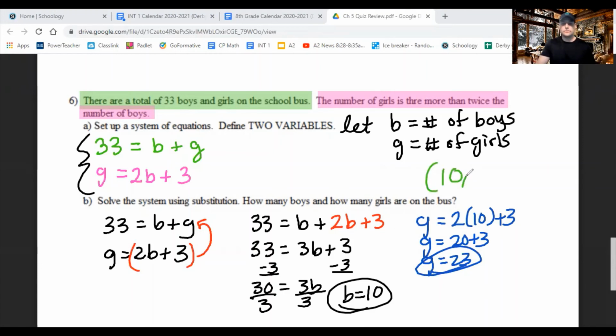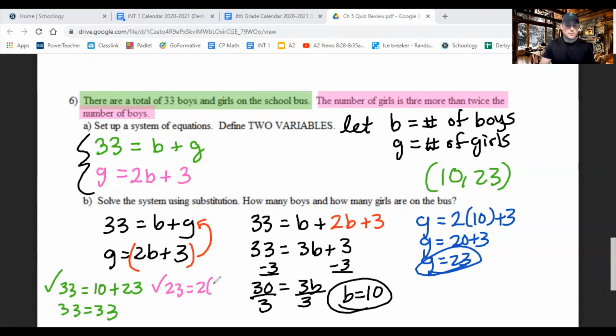10, 23, but in reality, we don't know which one represents x or y, so that's okay, because we're going to write our answer in a sentence as soon as we check our solution and verify it's correct. So let's do the check down here. Is 33 equal to the number of boys, which is 10, plus the number of girls, which is 23? Yes. So it checked in the first one. The second one, are the number of girls, which is 23, equal to 2 times the number of boys plus 3? 23 equal to 20 plus 3? It is. So it works.